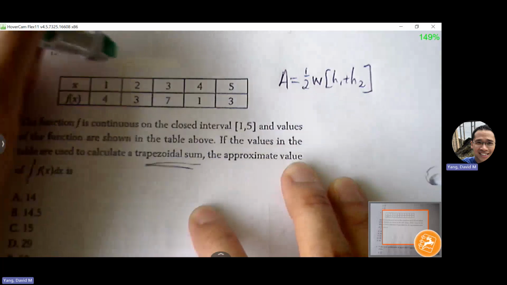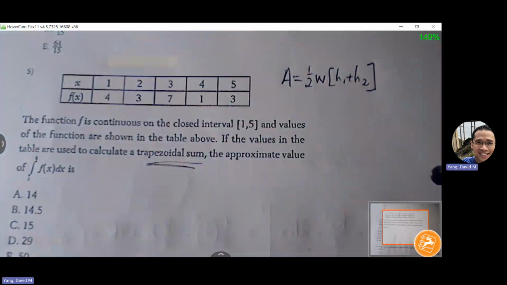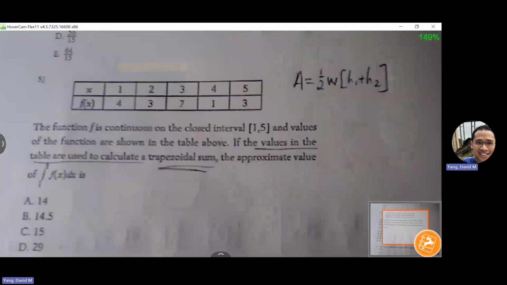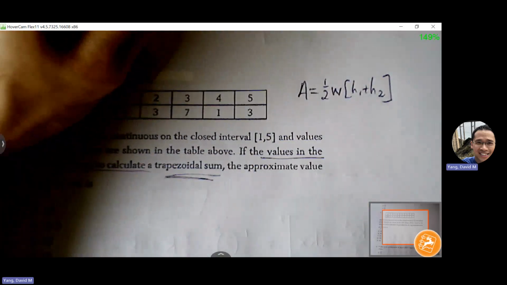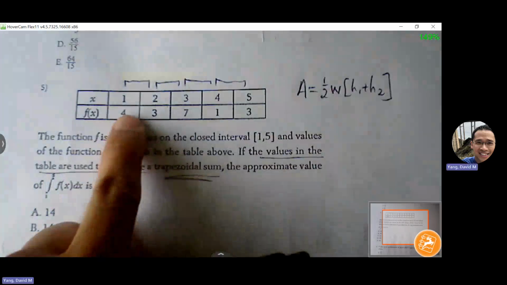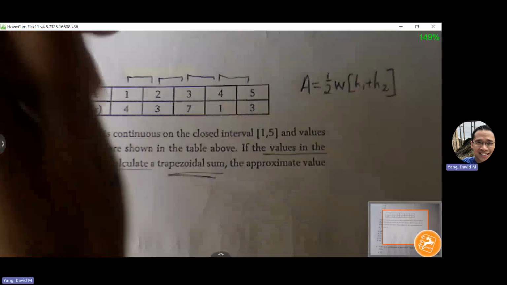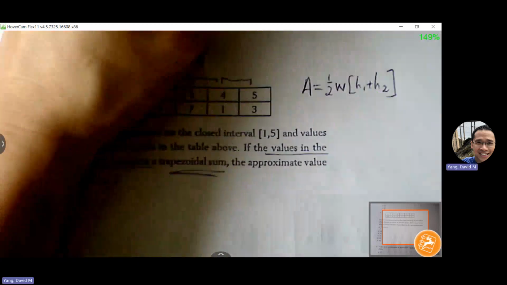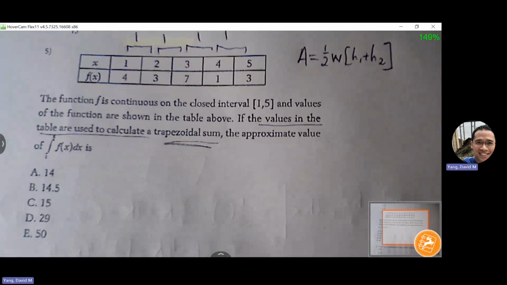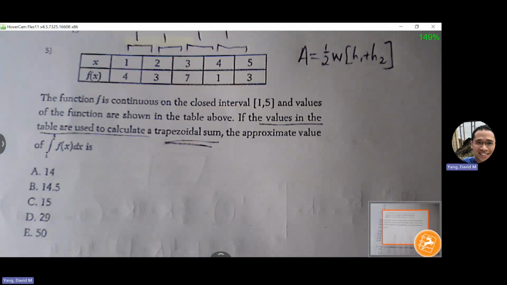This problem says use the values in the table. So that means we want to use as many intervals as we can. So we want to go from here to here. Now, what's the width of each of these subintervals? Just 1, right? So the width will be 1 for each of them. See if you can set up each of the 4 areas for each of your trapezoids and line them up, and then we can add them all with our calculator.